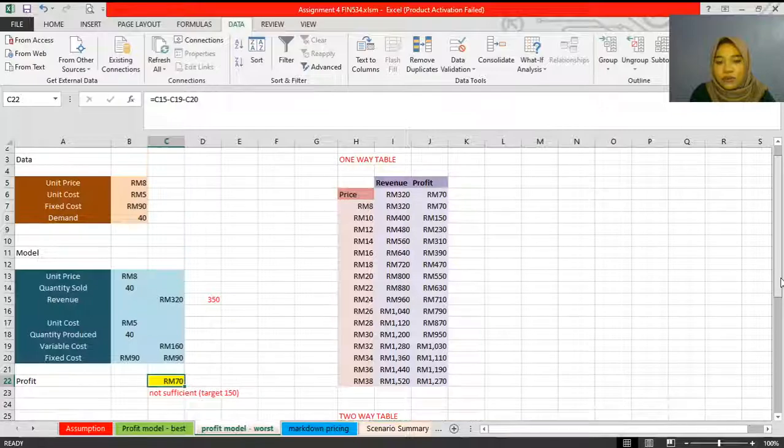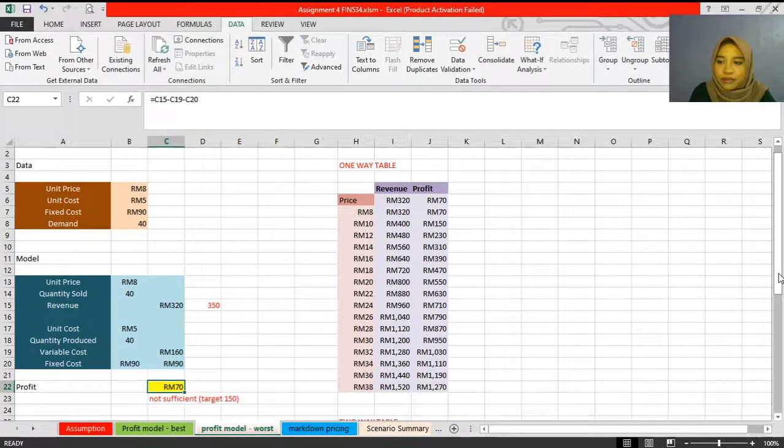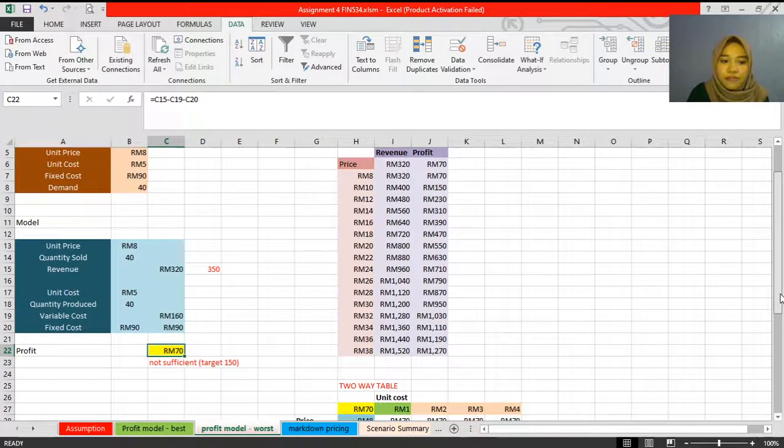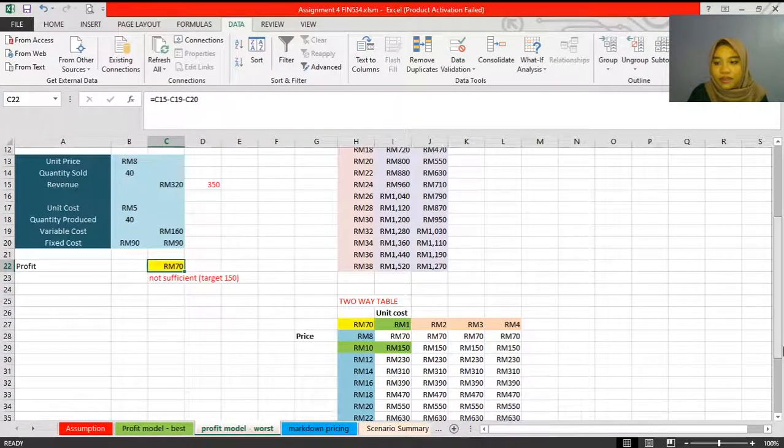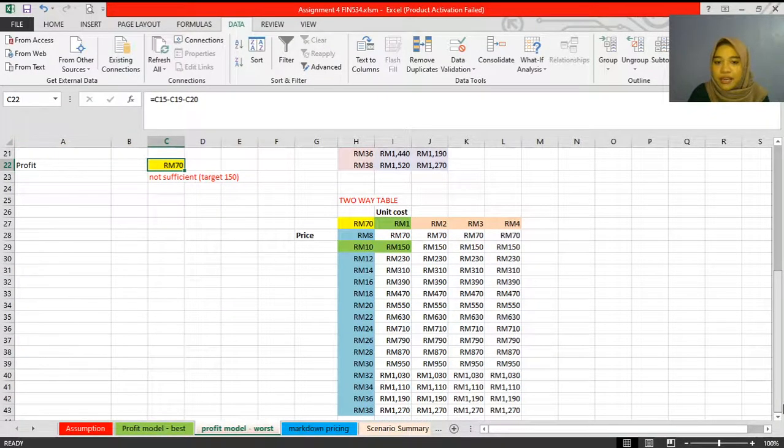150 ringgit. Just like my best scenario, I am making a one-way table to get my profit, which is 150 ringgit. In the one-way table, I didn't get my target profit of 150 ringgit. So I am making a two-way table for my scenario, where I am changing my price and my unit cost.